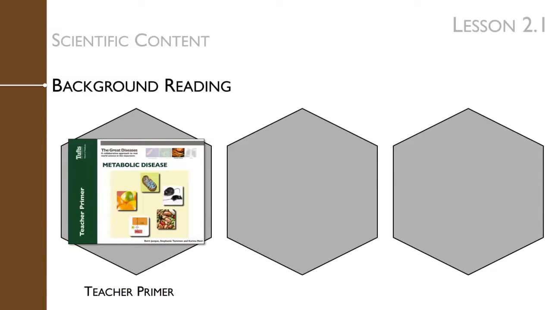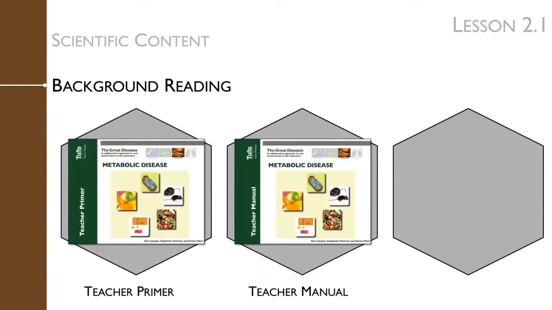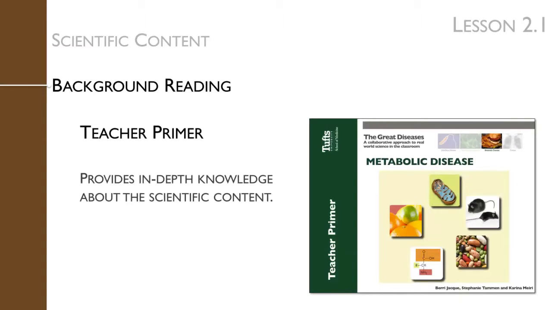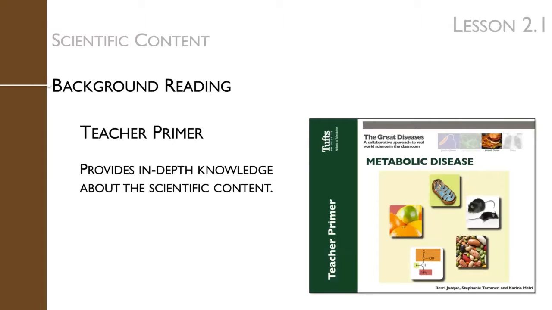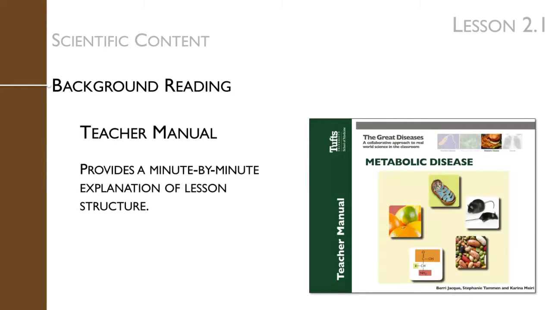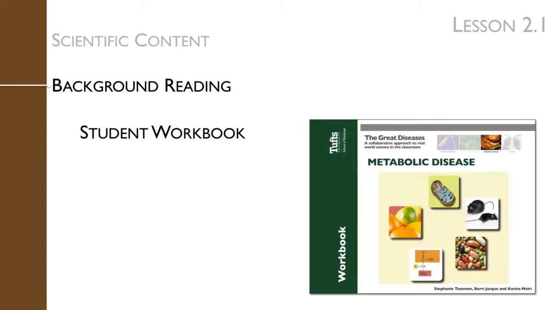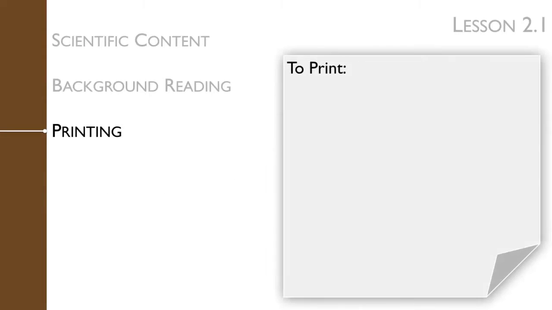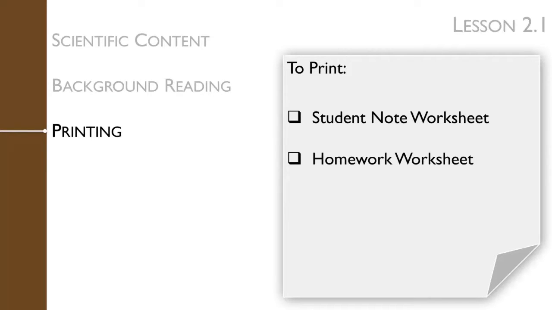You can review the scientific content in the background reading provided for you in the teacher primer, the teacher manual, and the student workbook. The teacher primer provides in-depth knowledge about the scientific content presented in this lesson. The teacher manual, or lesson plan, provides a minute-by-minute explanation of the lesson structure, including instructions on how to manage the discussion and activity. The student workbook provides additional explanations for students. You will need to print one student note worksheet per student and one homework worksheet per student.